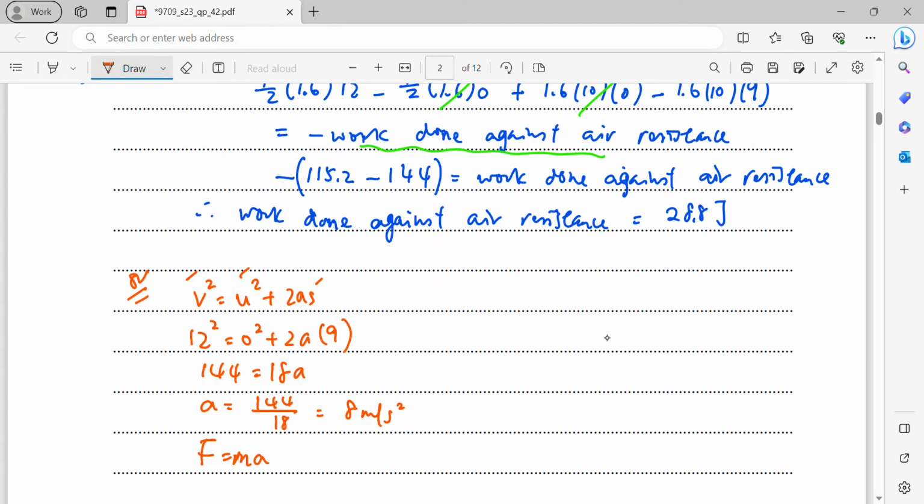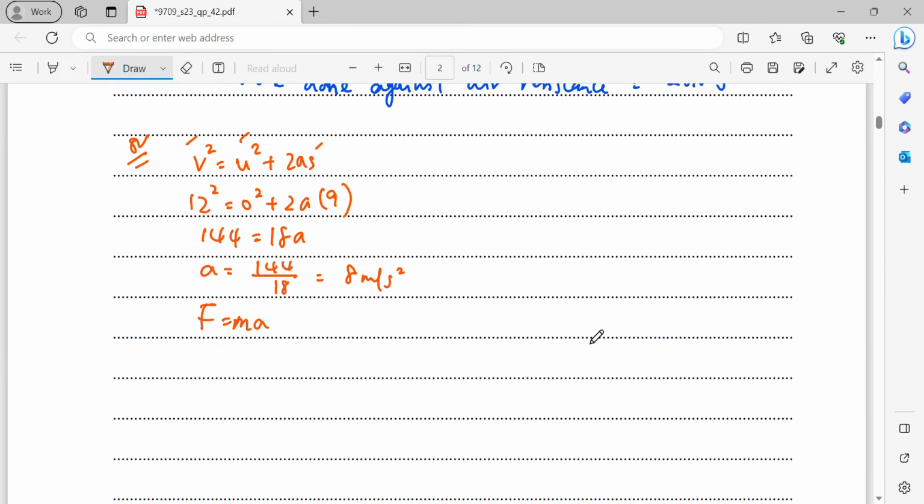So I will get 1.6g minus R equals to, the m is 1.6, the a already found. Okay, so from here, I can just move the negative R to the right side and move the 1.6 times 8 to the other side. So I'll get R equals 1.6, now the g will be replaced by 10, then minus 1.6 times 8. Then you will be getting 3.2.